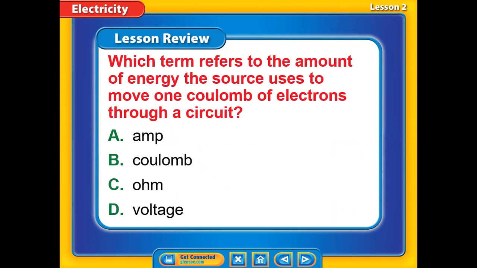Which term refers to the amount of energy the source uses to move one coulomb of electrons through a circuit? That is the definition of... Yes, Fadia? I can't hear you. You can write in the chat, Fadia. Voltage. Voltage, good. It will be the voltage, the definition of the voltage.